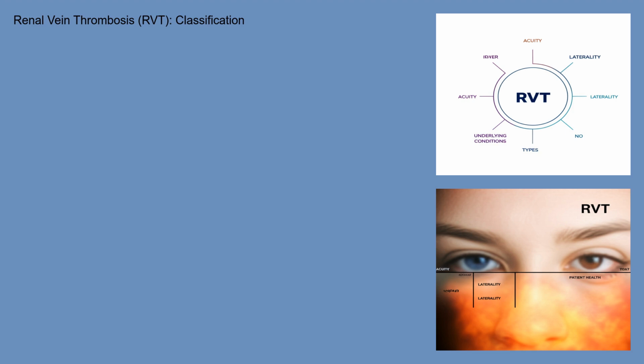While renal vein thrombosis doesn't have distinct types as such, it can be classified based on factors like acuity, acute versus chronic, laterality, unilateral versus bilateral, and the presence or absence of underlying conditions. Acute RVT refers to a sudden blockage, while chronic RVT develops gradually over time. Unilateral RVT affects only one kidney, whereas bilateral RVT affects both. It's also important to classify RVT based on the presence of an underlying condition, such as nephrotic syndrome or a clotting disorder, as this can influence the treatment approach.